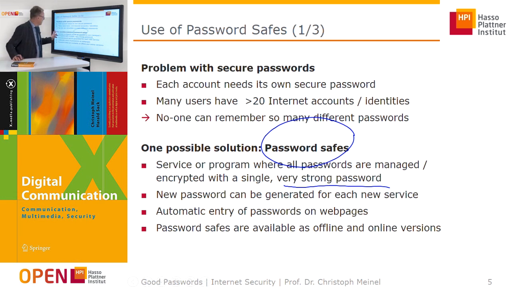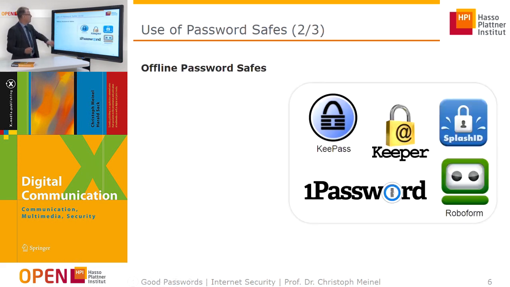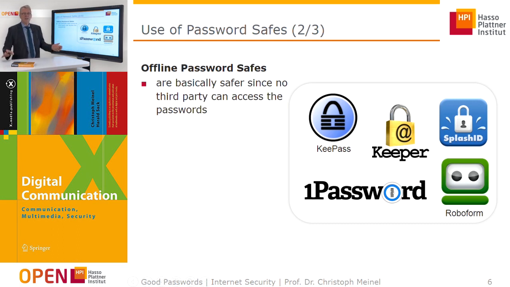Now, I mentioned a password safe could be a service or could be a program. It could be available offline on your computer through such a program, or it can be made available online using a cloud service. If we speak about offline programs, here are some recommendations: KeePass, Keeper, Splash ID, RoboForm, 1Password. These are quite famous password safe programs that you can install on your computer. They are basically safer since no third party can access the passwords. But backup needs to be done.